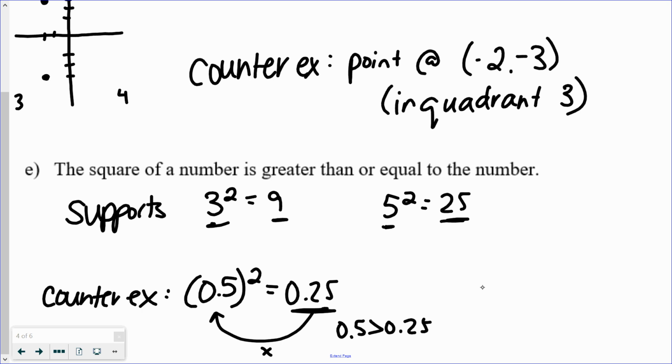And so same thing you would see with any sort of number between 0 and 1. So if I take 0.1, squared it, 0.01. No, this number now is greater than this number. So that is a counterexample in that case. All right, getting close.